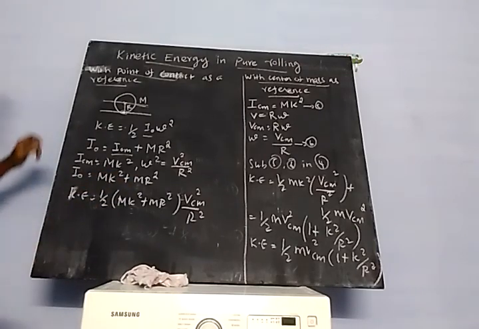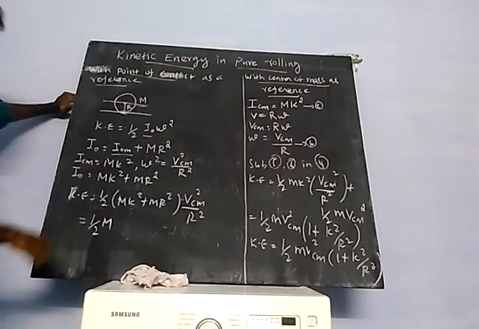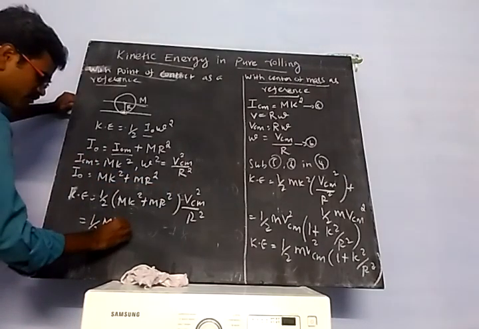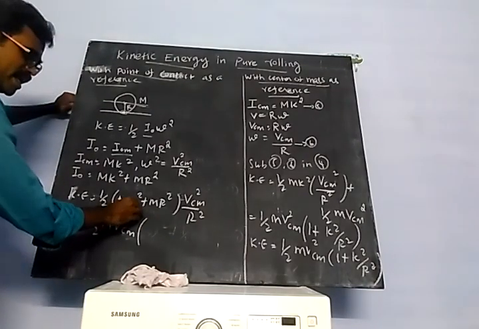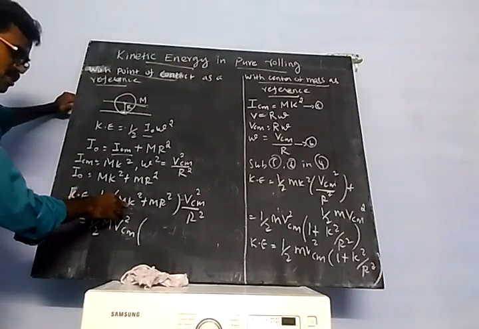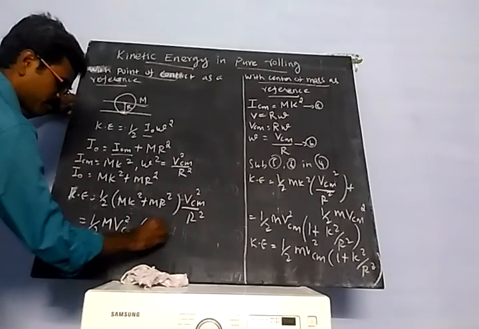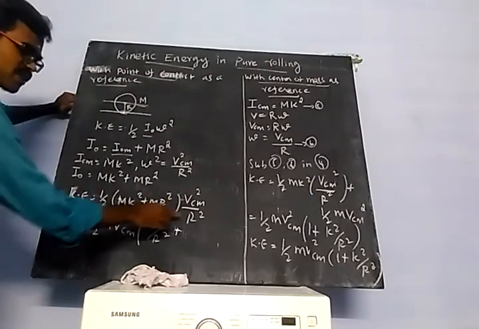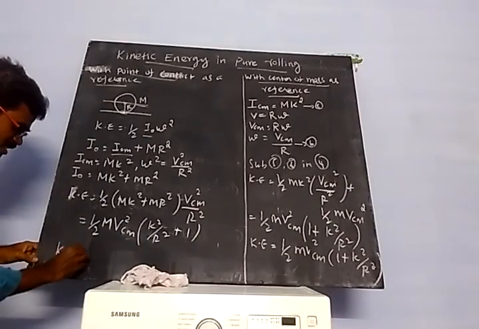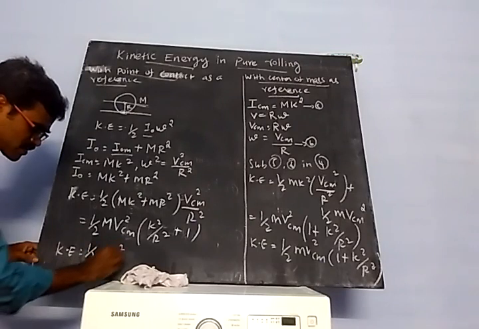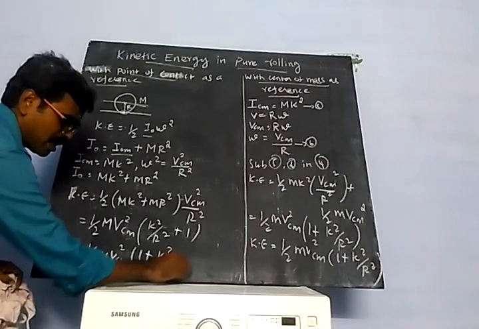In this term, which one is the common term? You can take them out. So half m is common and V squared CM is common. And the remaining term is mk squared, with m taken out, so k squared; you divide it by r squared. So k squared by r squared plus r squared divided by r squared, and that value is 1. So the kinetic energy is equal to half m V squared CM times (1 plus k squared by r squared).